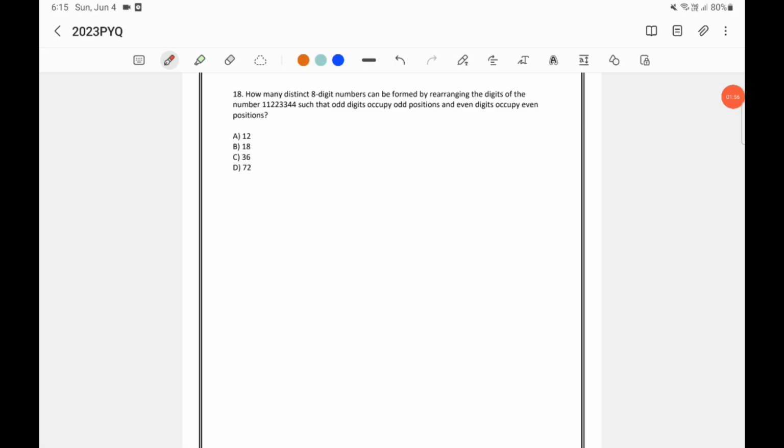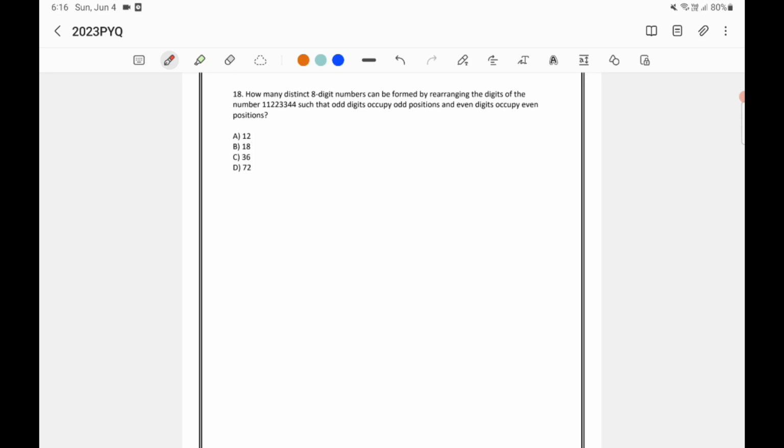So now let us look into the next question. This is a question from permutations, but you don't need to know all the concepts of permutation here. If you read the question very well, you can solve it, but this is actually a tricky question. So let's see how we can do this. How many distinct 8-digit numbers can be formed by rearranging the digits of the number 1, 1, 2, 2, 3, 3, 4, 4 such that odd digits occupy odd positions and even digits occupy even positions?